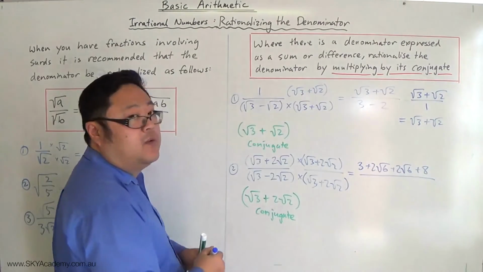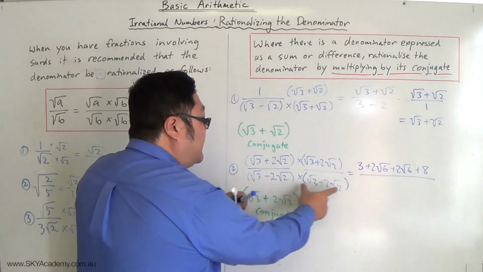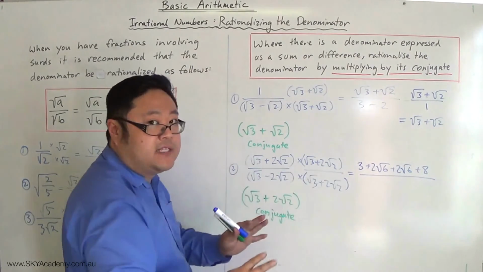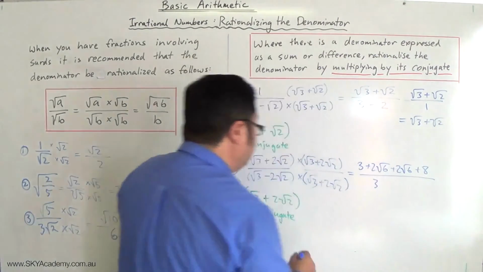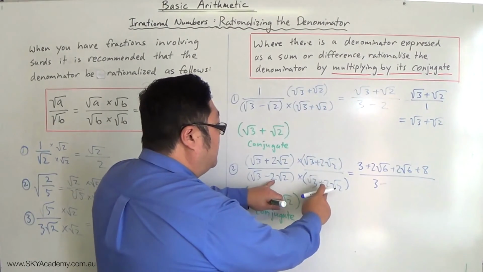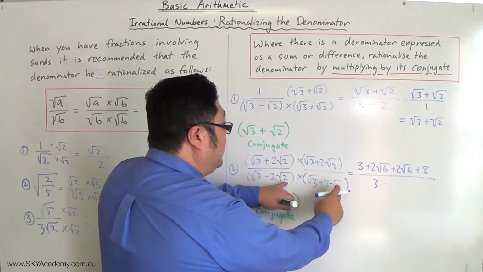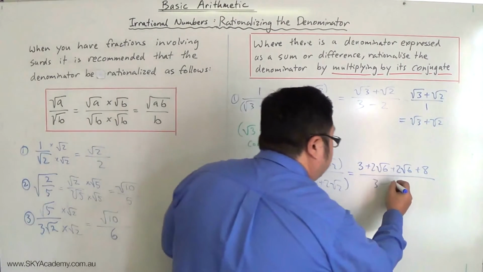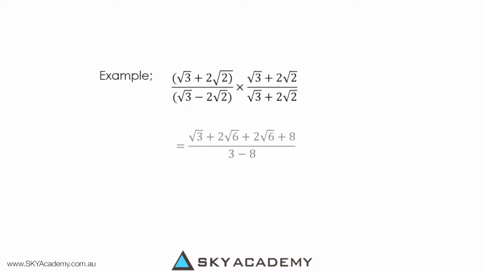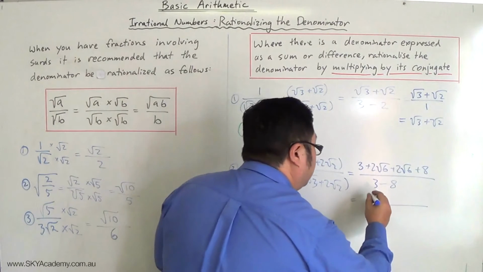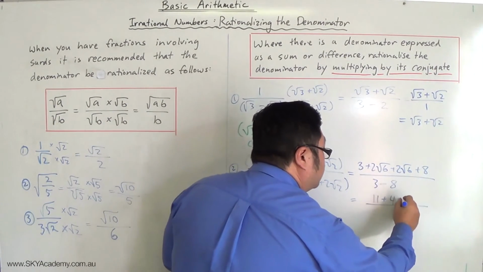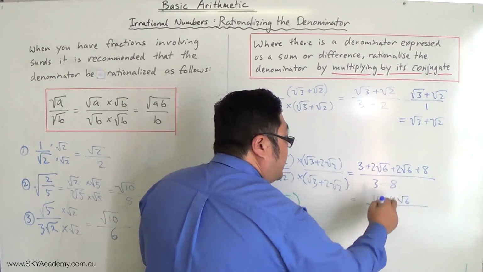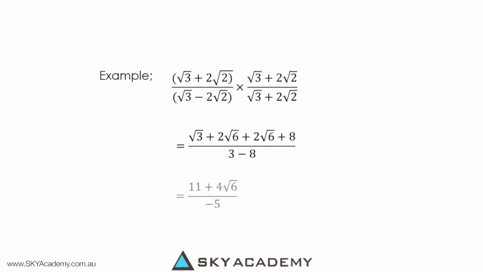All on. And we don't have to worry about the inside and the last two because they will cancel each other out. Square root of 3 times the square root of 3 is 3, minus 2 times 2 is 4, times the square root of 2 squared is 2, which will be 8. Okay? So the answer here will be 3 plus 8 will be 11, plus 2 root 6 plus 2 root 6 is 4 root 6. 3 minus 8 will be negative 5.